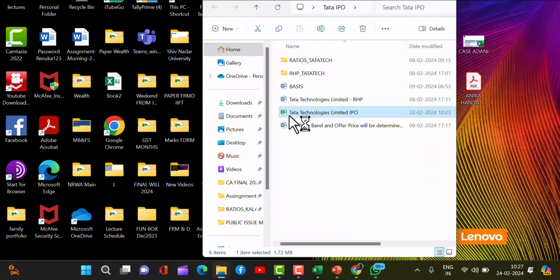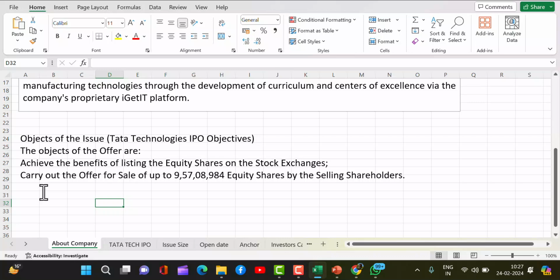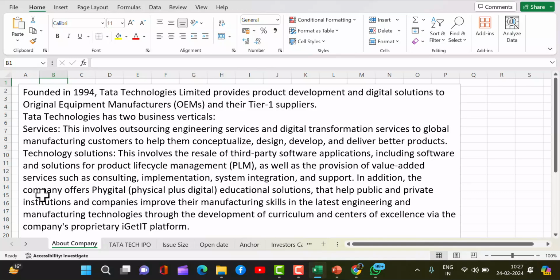This is an Excel sheet. So, about the company first. What is this company? It was founded in 1994, Tata Technologies. The IPO came in 2023. They provide product development and digital solutions to equipment suppliers and their tier one suppliers. So this is all about the company, which is basically giving solutions, products, software, digital kind of support to companies for manufacturing their product or whatever.